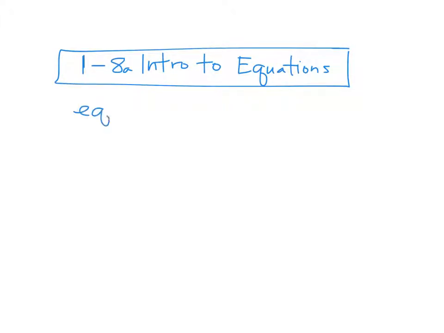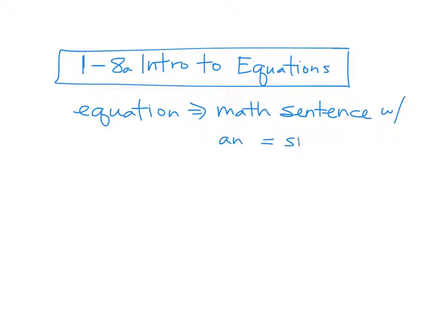You can kind of think of an equation as a math sentence, okay? Because you're going to see in a little while how I can take a sentence and turn it into an equation fairly simply. So think of it as a math sentence with an equal sign. Okay, that is an equation.